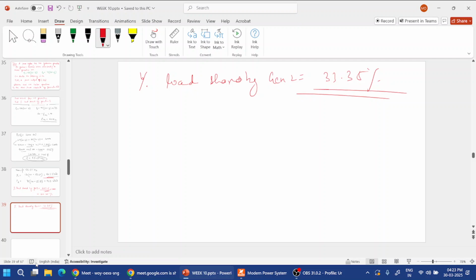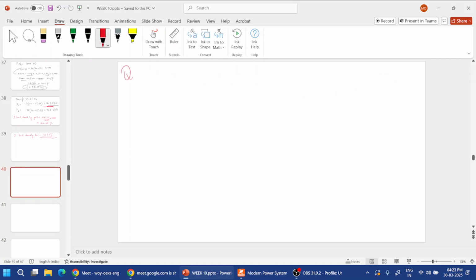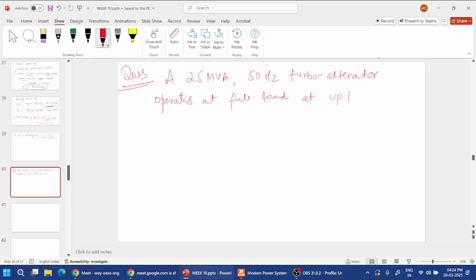So another question, which is a very interesting one. I think now you can solve these questions because we have spent a lot of time on derivation of various formulas, and those formulas are directly applied over here. A 25 MVA 50 Hz turbo alternator operates at full load at unity power factor.